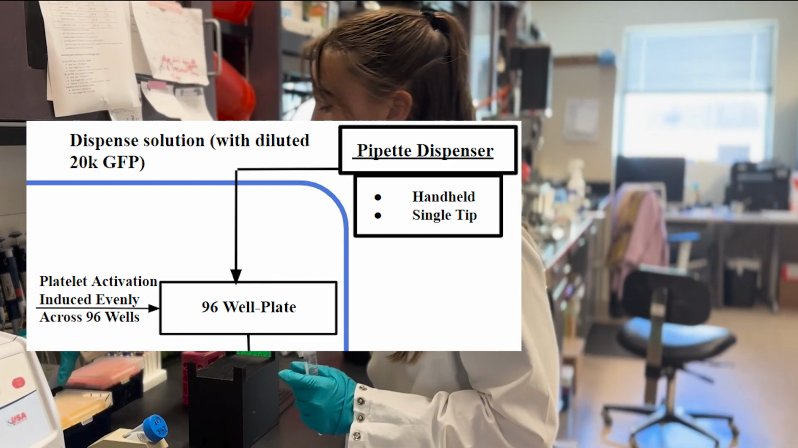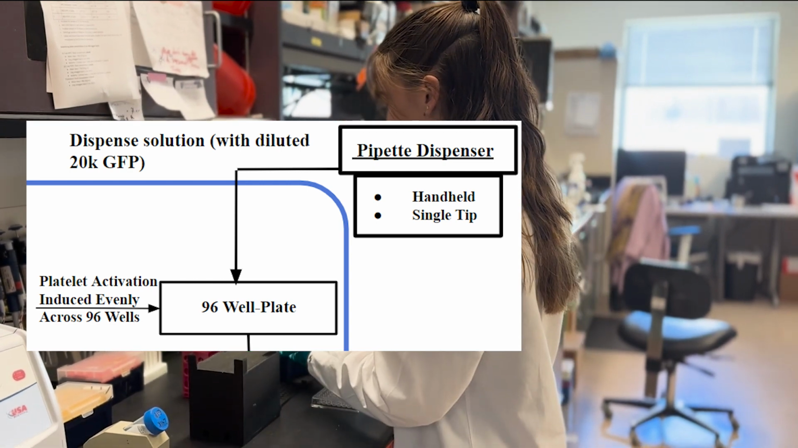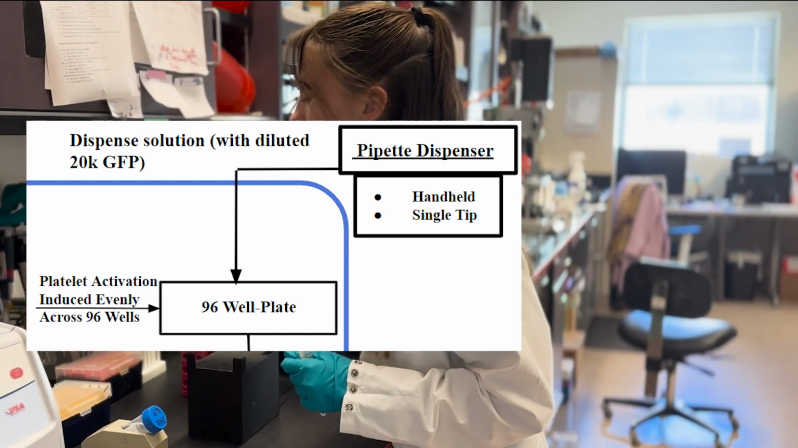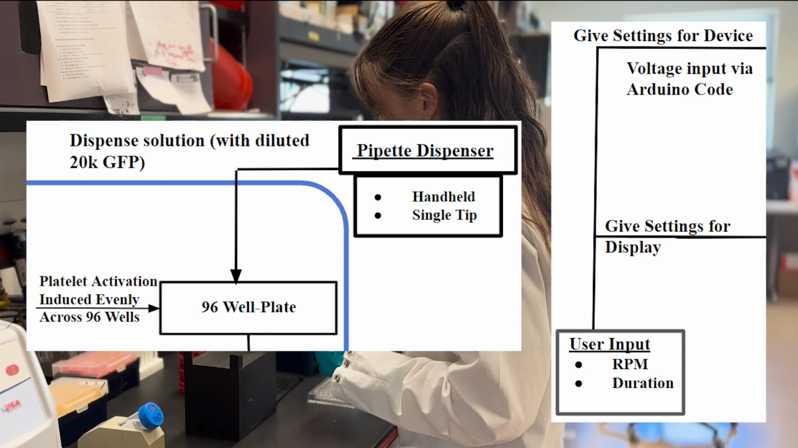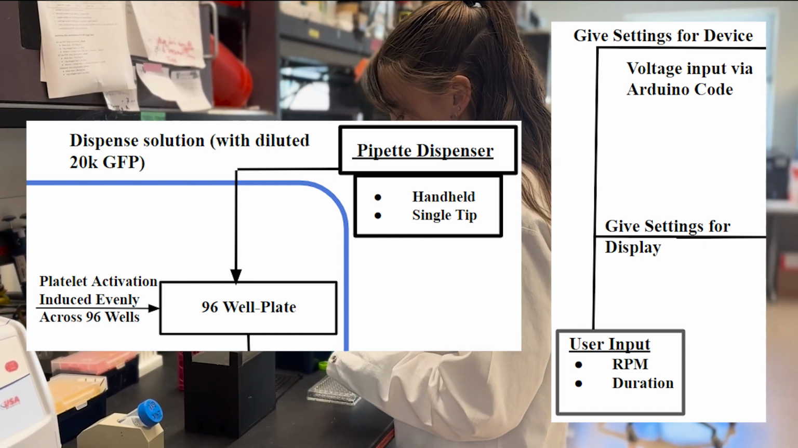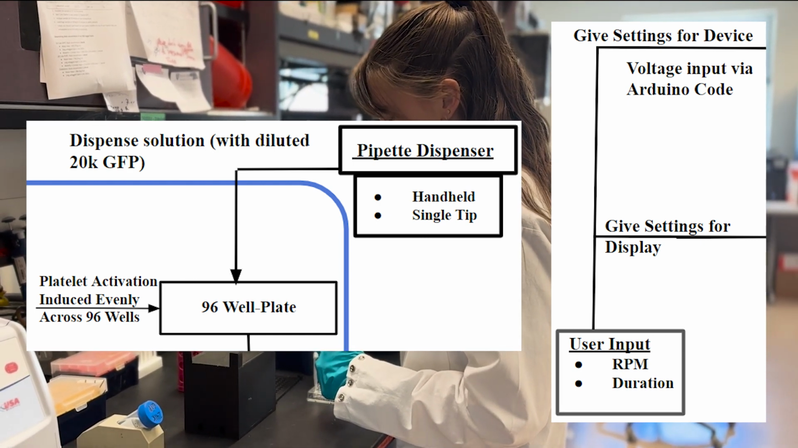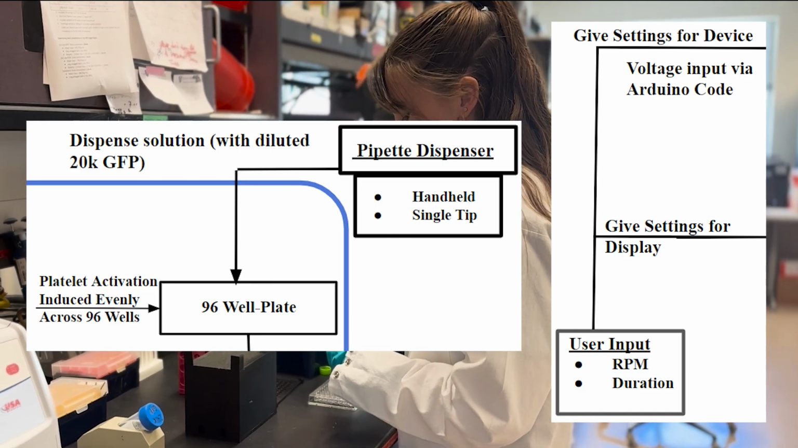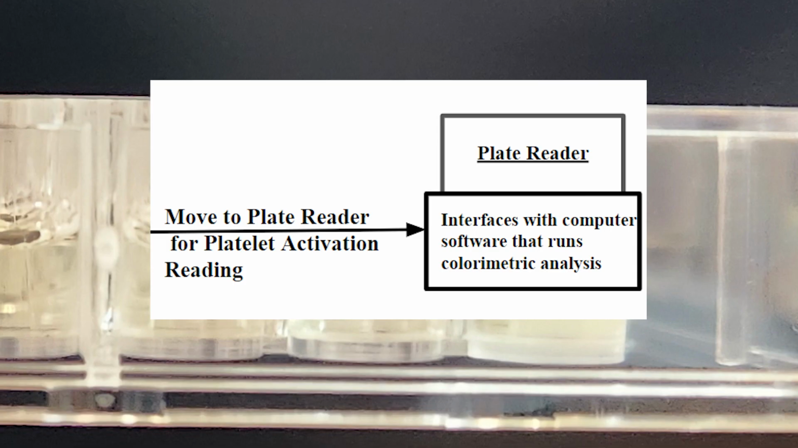When preparing to run the system, platelets are loaded into the wells using a handheld pipette, and the user will input RPM and run duration variables into the Arduino IDE code on the lab bench laptop. Testing is initiated by running the code. To read the level of platelet activation, the user should follow the steps of the platelet activation state or PASS assay, a colorimetric assay that JC will describe in a few minutes.